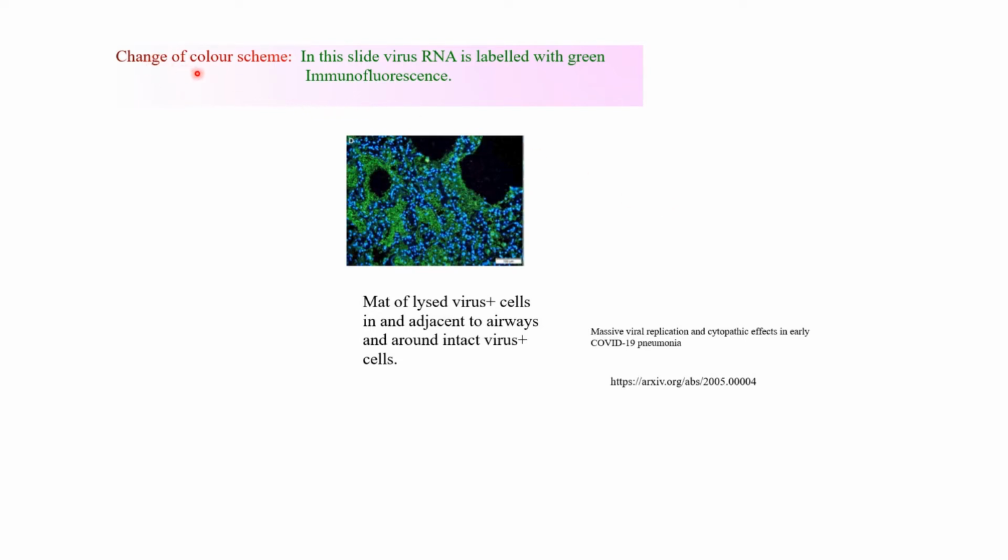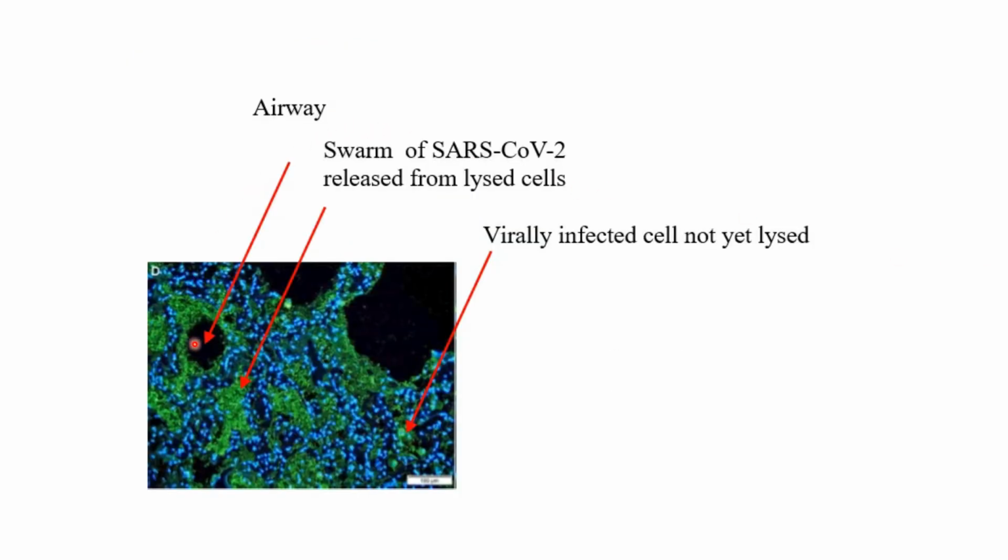Please note there is a change of color in this scheme. In this slide, the virus RNA is labeled with green immunofluorescence. There are the airways. Swarm of SARS-CoV-2 virus released from lysed cells. Just a swarm. So much of it there. The bright dots are in fact virus-infected type 2 pneumocytes that have not yet been lysed.